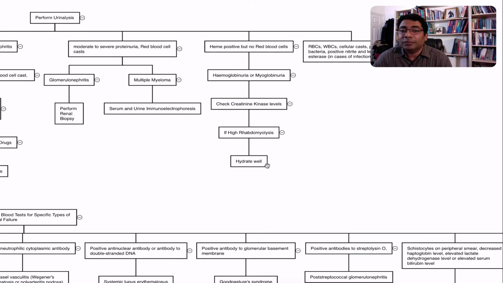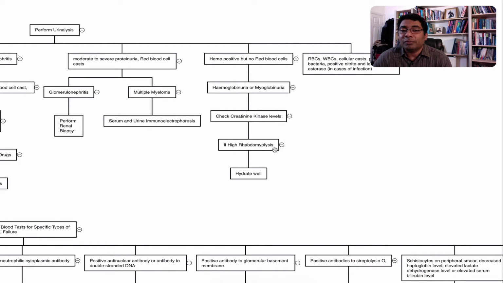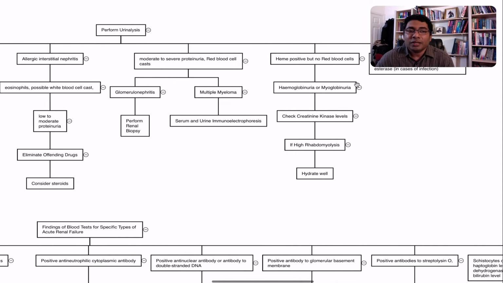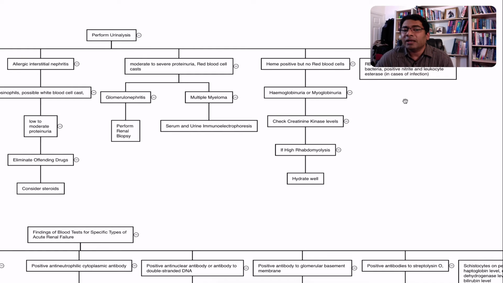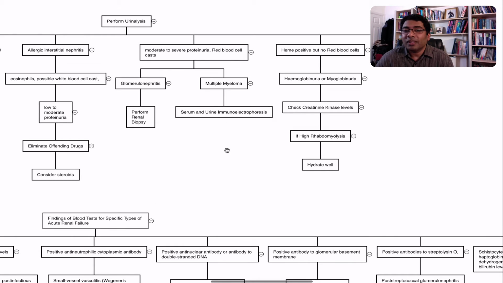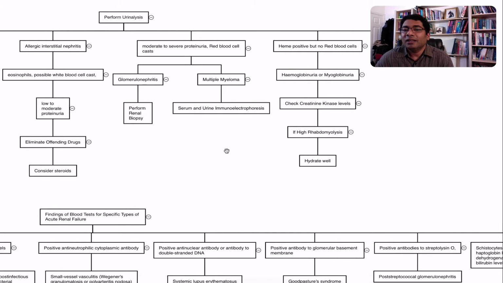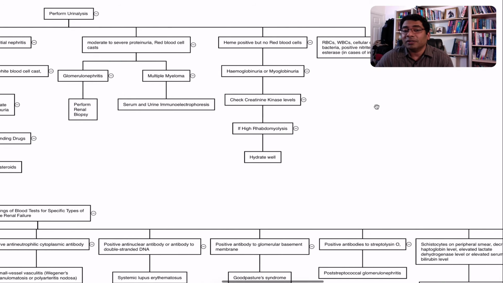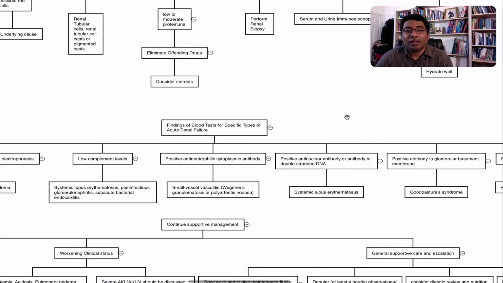You've got to hydrate them well. So it could be a case of rhabdomyolysis. And RBCs, WBCs, cellular casts, proteinuria, bacteria, positive nitrite, and leukocyte esterase in case of infections. So I think if you do a urine analysis, you're likely to get some clues, especially if there's excess proteinuria. You've got to suspect glomerulonephritis and multiple myeloma. These are things that you would consider. And with infection, as you said here, you could have all these situations where you may have bacteria, positive nitrites, leukocyte esterase, etc.